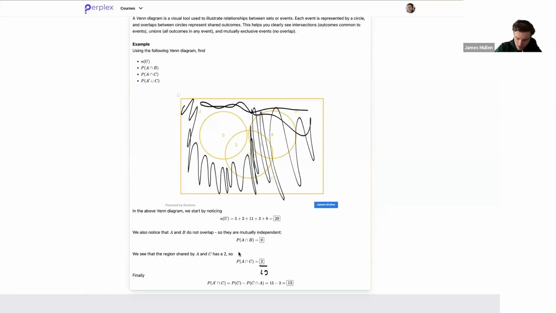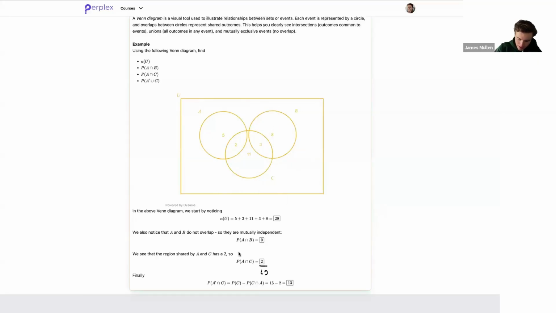Okay, I'm outside of A, and I'm also inside of C. Okay, so what does that mean? I'm outside of A and I'm in C, which is basically this area here. And that should be 14.